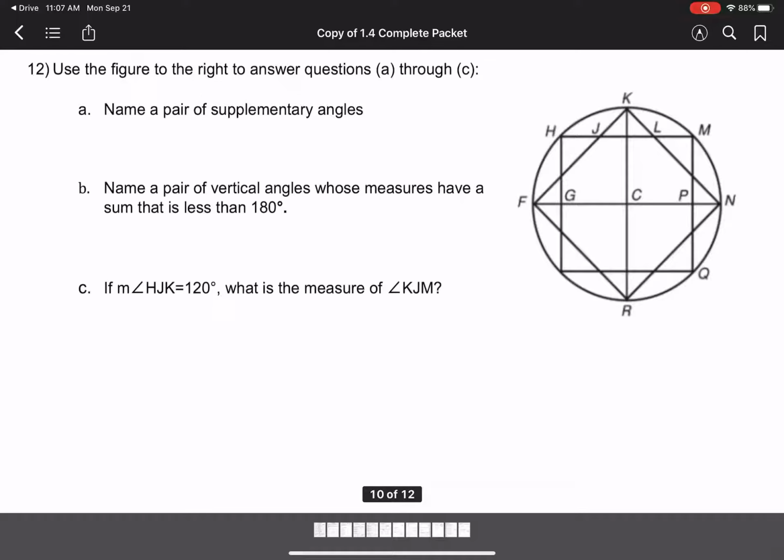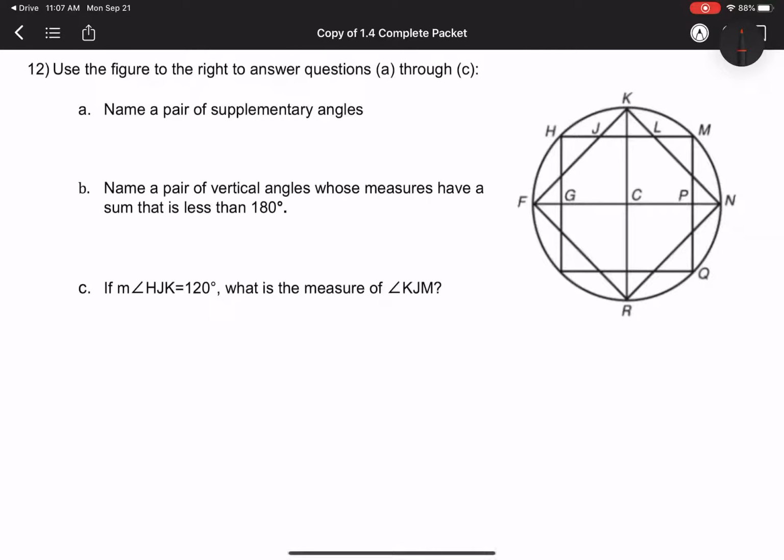Question 12b says to name a pair of vertical angles whose measures have a sum that is less than 180 degrees. When I am looking at a question where I'm trying to find vertical angles whose measures have a sum less than 180 degrees, the first thing I want to remember is that vertical angles are congruent angles.